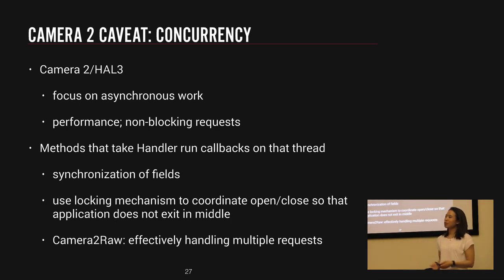But when you do that kind of stuff, you have to be careful. You want to make sure that the camera operations stay as non-blocking as possible, just for performance and so that you can handle multiple requests coming in. But that means that you'll have to worry about concurrency. So make sure that if you're accessing variables in one callback that might be in a background thread, but you're doing something else in the UI thread, you're using synchronization. Make sure that you're using locking methods.